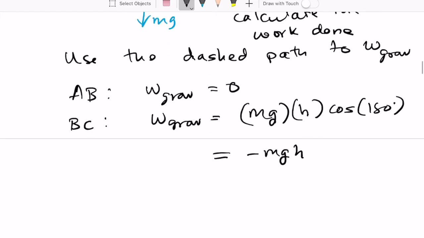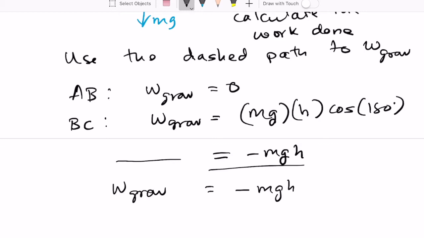So the total amount of work done by gravity is equal to minus mgh. It's just obtained by adding up these two. And notice that I was able to calculate the work done by gravity by using a fictitious path, which the particle did not actually follow, but we are allowed to use any path we want. So that's what we did here.